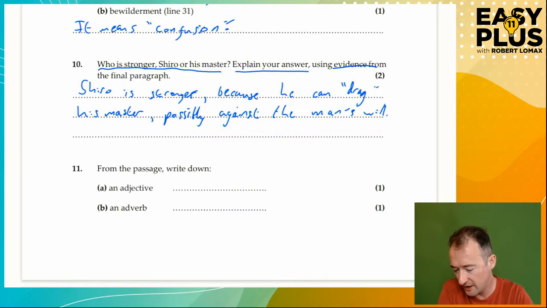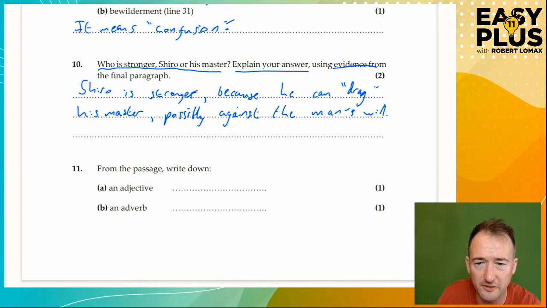From the passage, write down an adjective and an adverb. Okay, this should be pretty easy. Oh, I just want to comment on some answers in the comments.